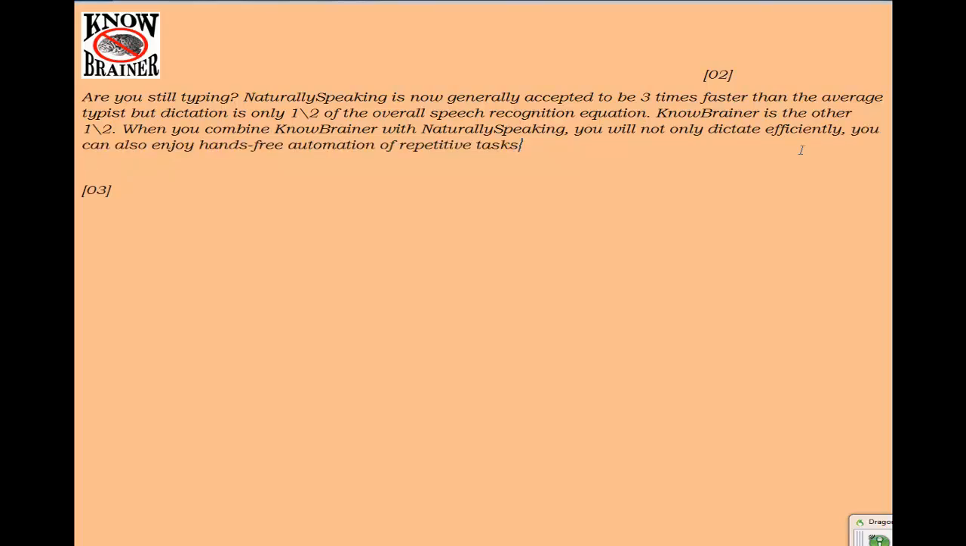When you combine KnowBrainer with Naturally Speaking, you not only dictate efficiently, you can also enjoy hands-free automation of repetitive tasks, which can significantly increase your efficiency.